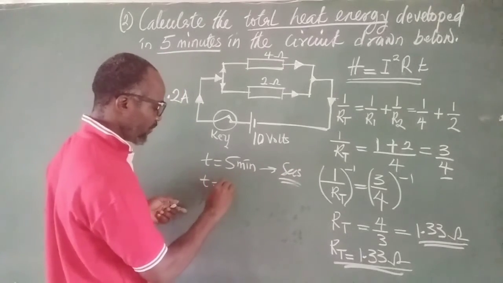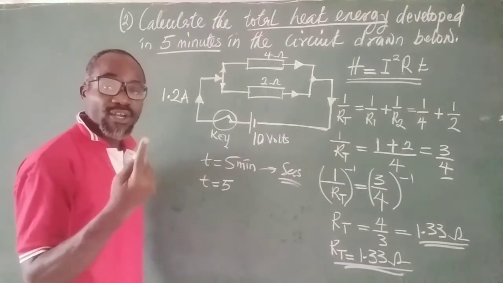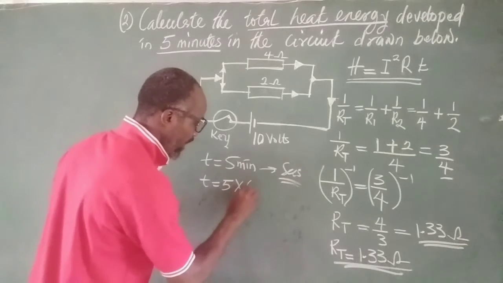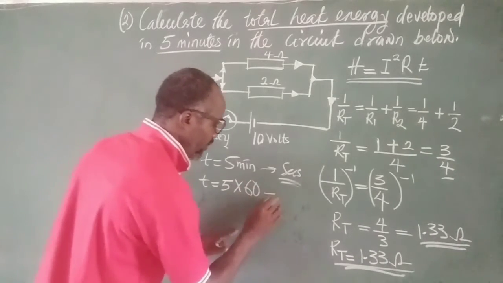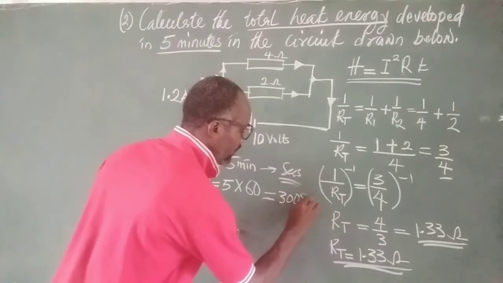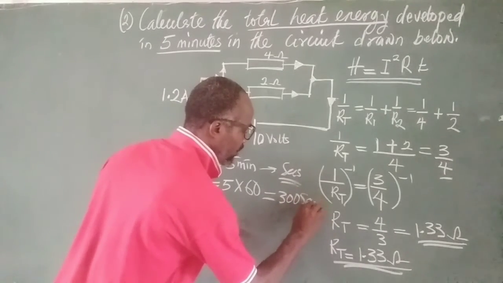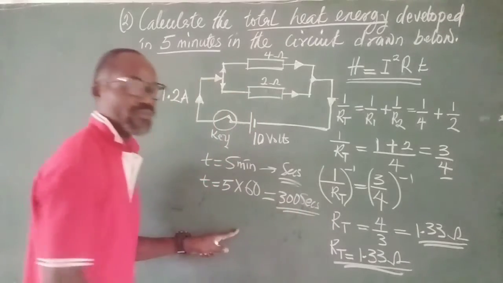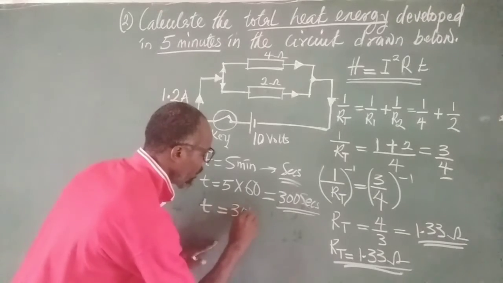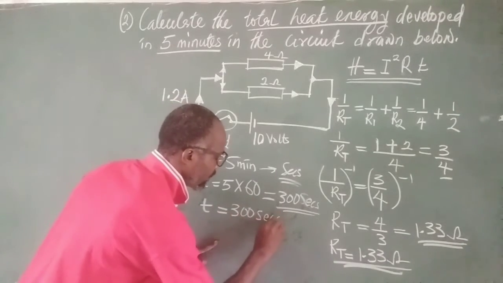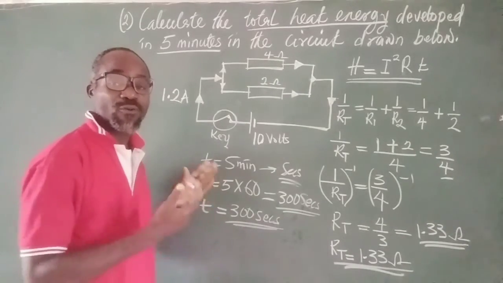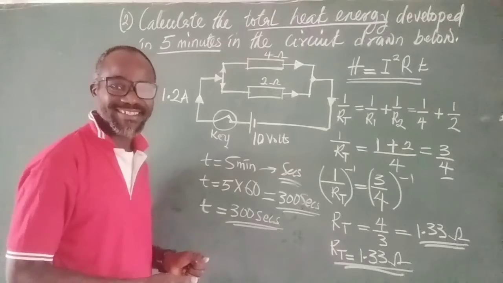Time is equal to 5 minutes. 60 seconds make a minute, so we multiply 5 by 60, and that will give us 300 seconds. Now our t is equal to 300 seconds. So 300 seconds is equivalent to 5 minutes. That's what it means.